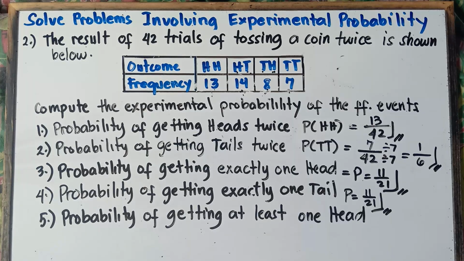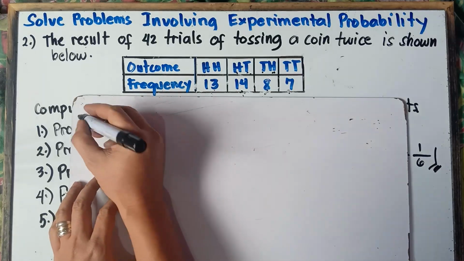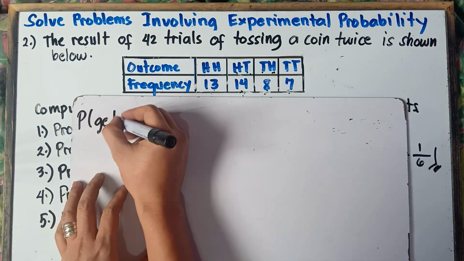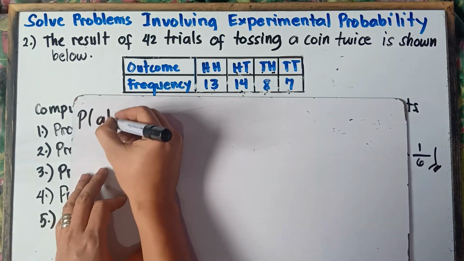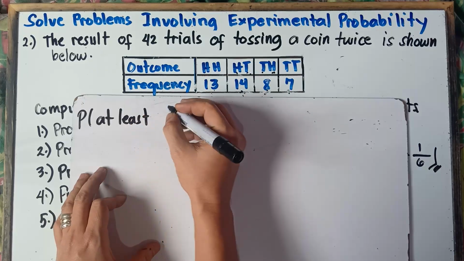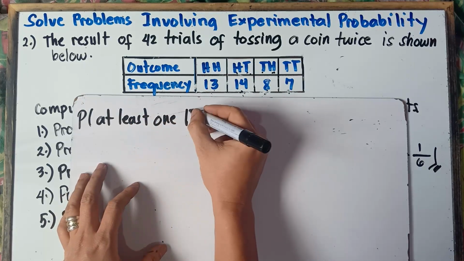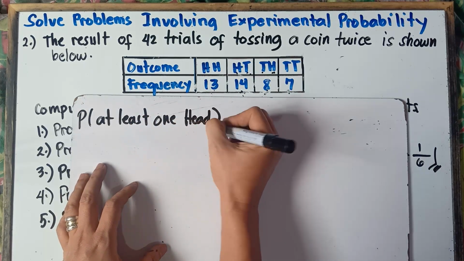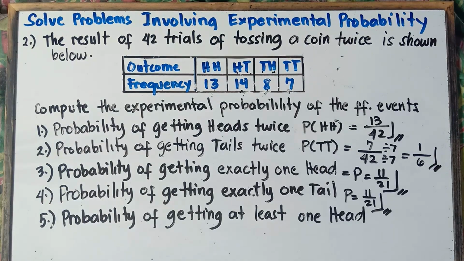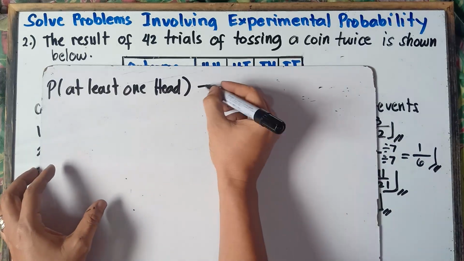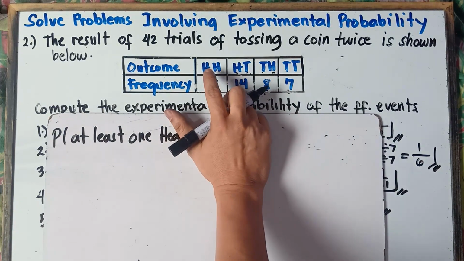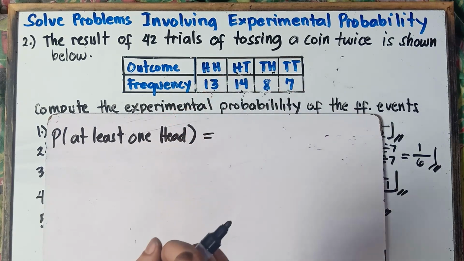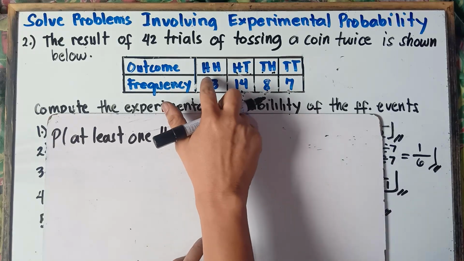Alright, let's do that. Probability of getting at least one head. At least one head. Alright, so probability of getting at least one head. So we have this one, at least one head. So you have one head, that's okay. Once again, class, at least one head. You need to have at least one head. So you can have this one.